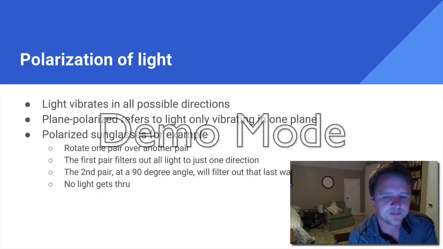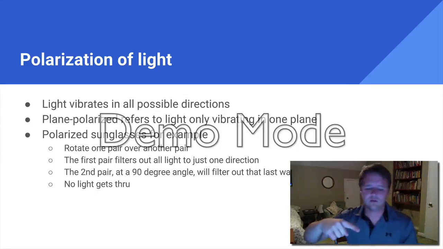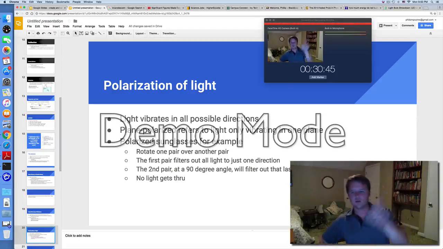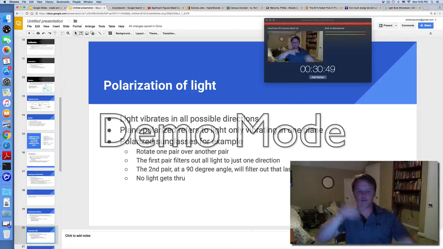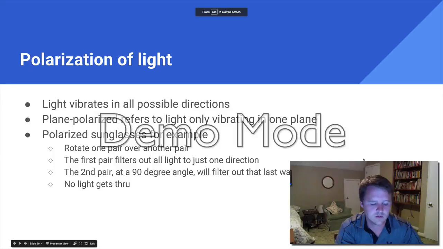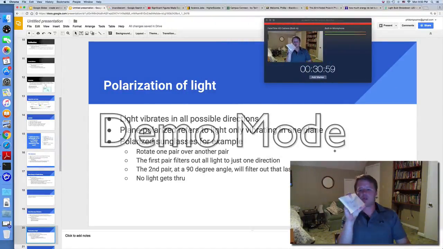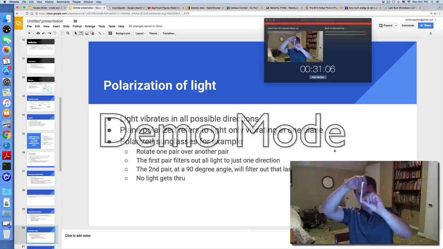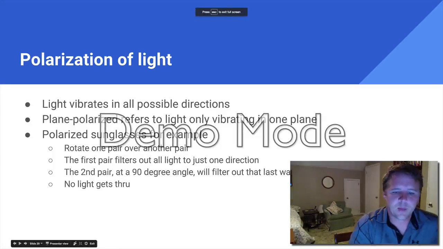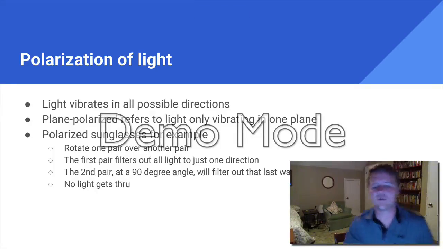So when light vibrates, it vibrates in all directions. If you think of light going up and down as it comes at you, it's also going this way, this way, this way. So it's like it's vibrating every which way. You almost think of it as a plane coming at you, vibrating that way, that way, that way. Plane polarized refers to light only vibrating in one plane.